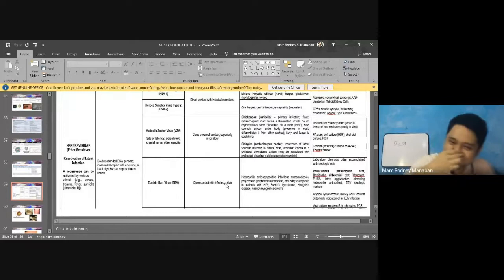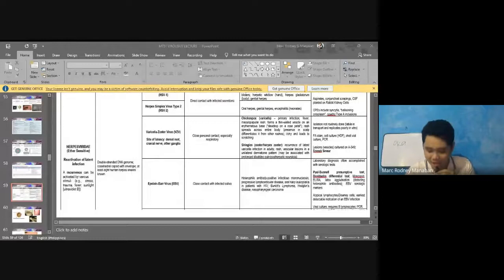That's for the EBV, Epstein-Barr virus. Again, it can cause Hodgkin's lymphoma. There is a pathognomonic cell that is seen in Hodgkin's lymphoma. What is the name of that cell?